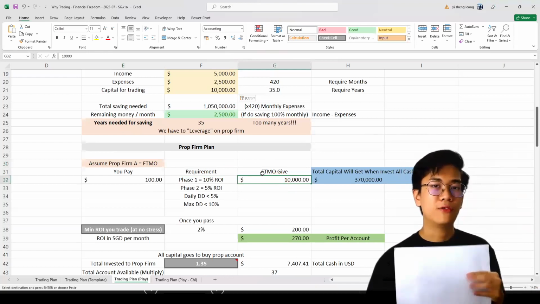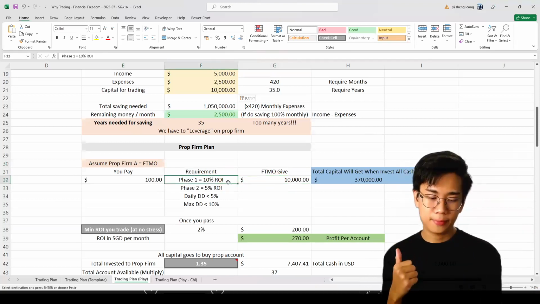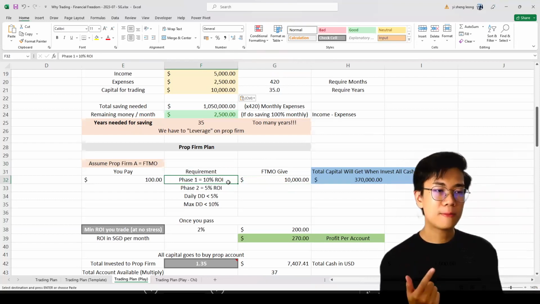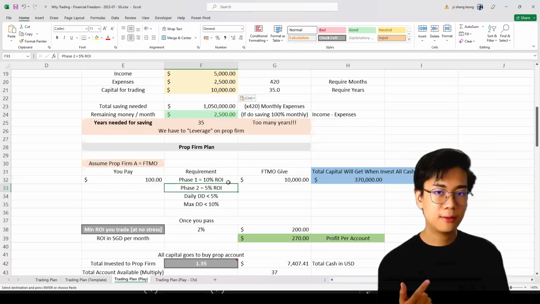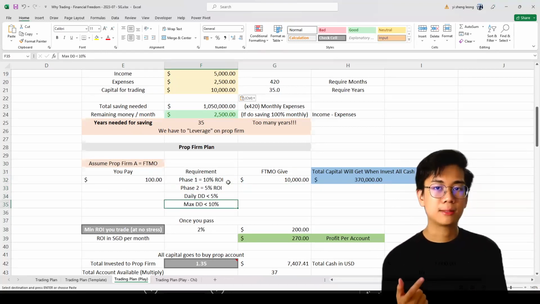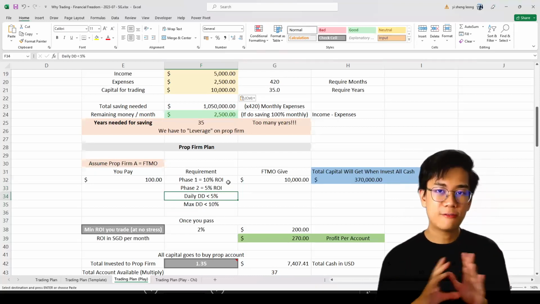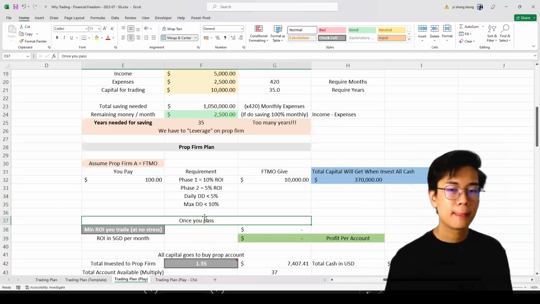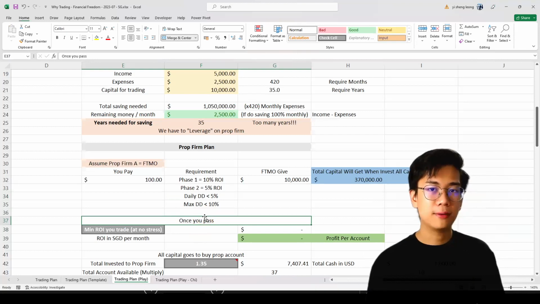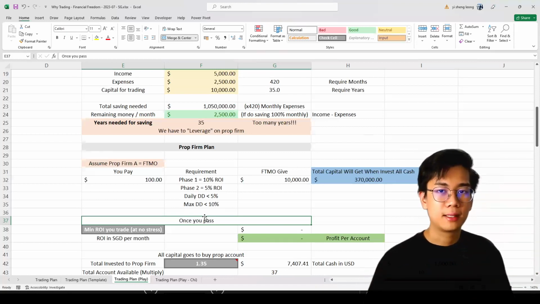Now, it gives you 4 criteria. Number 1, profit 10% in the first month. Number 2, profit 5% in the second month. And then a daily drawdown of 5% and a maximum drawdown of 10%. Meaning that in a day, you have never lost 5%, and your maximum drawdown is about 10%. So in a way, the entire account you have never lost more than 10%.